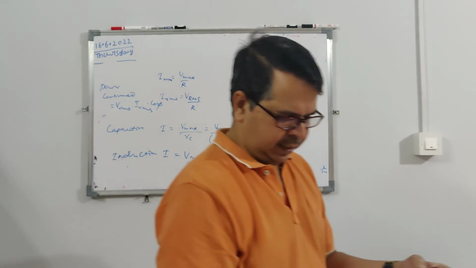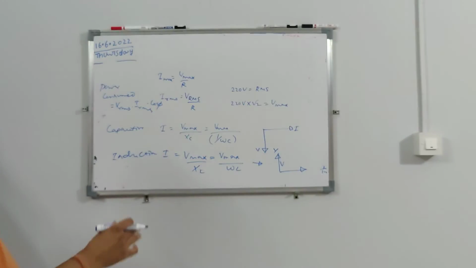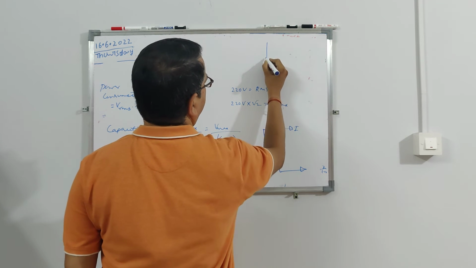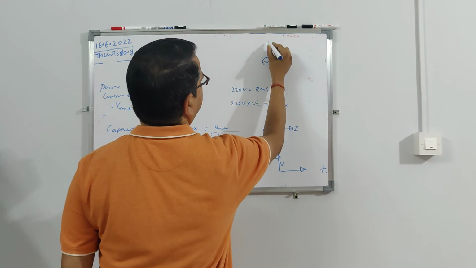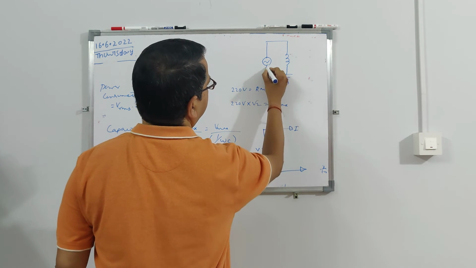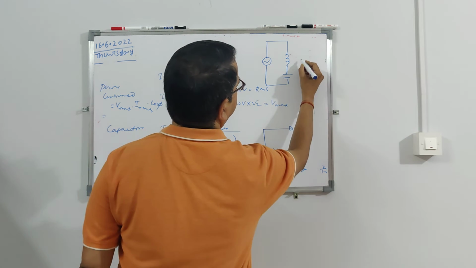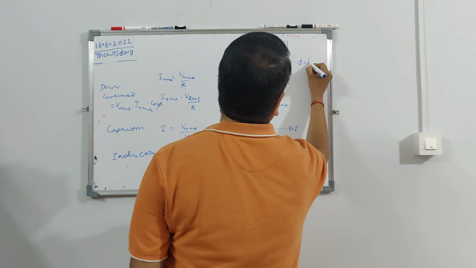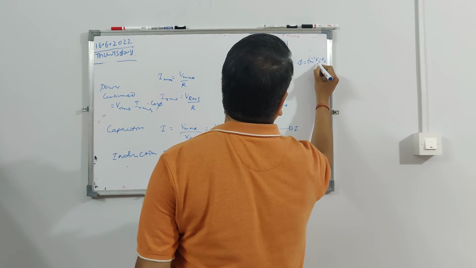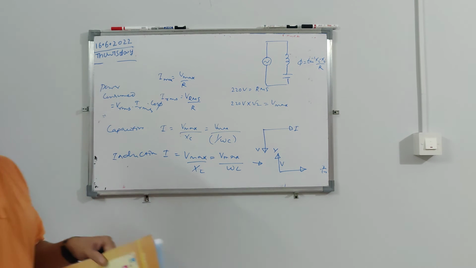The phase angle. Suppose you have an AC circuit with an inductance and a capacitance, then your phase angle is equal to tan inverse of XL minus XC by R. So this is your phase angle. That is the formula for phase angle.